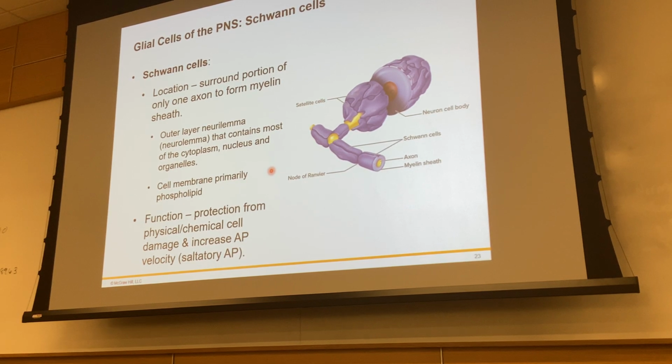And the protein is, again, myelin. In terms of when you're talking about whether it's Schwann cells or oligodendrocytes, the functions are exactly the same. The mechanism, the way in which these things are wrapping the axons, is different, but the function is exactly the same: physical and chemical protection, and a dramatic increase in action potential velocity through saltatory action potential production.